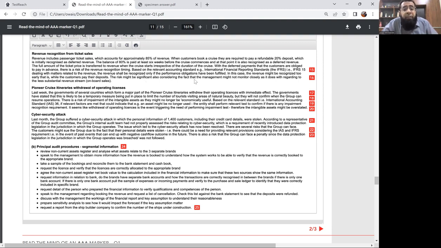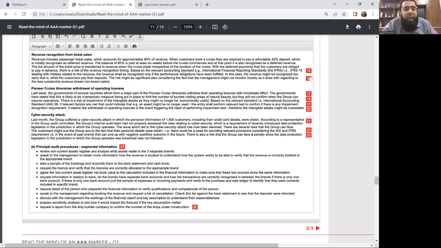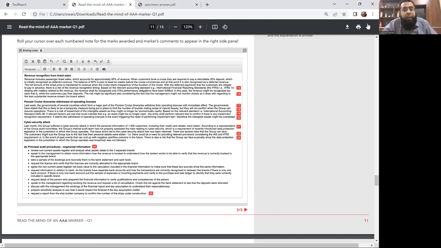The risk might be significant considering the fact that management might only monitor closely as it does with regard to the less substantial revenue stream, onboard sales. So he's missed the main point that they have to spread the revenue of the ticket sales over the period of the trip. Okay, let's read how many marks the examiner has given, but obviously we know that he has not obtained a good credit.